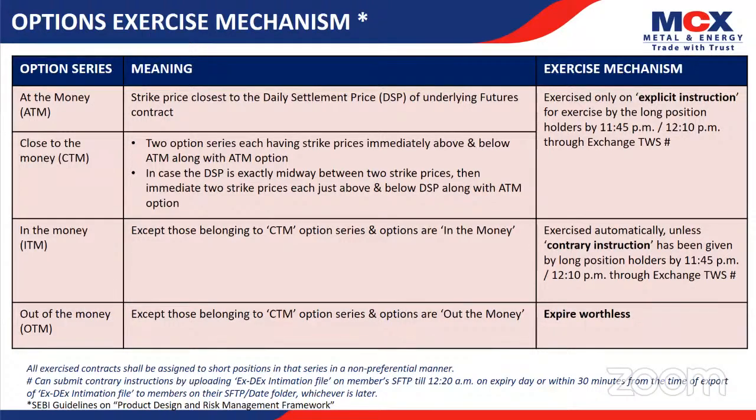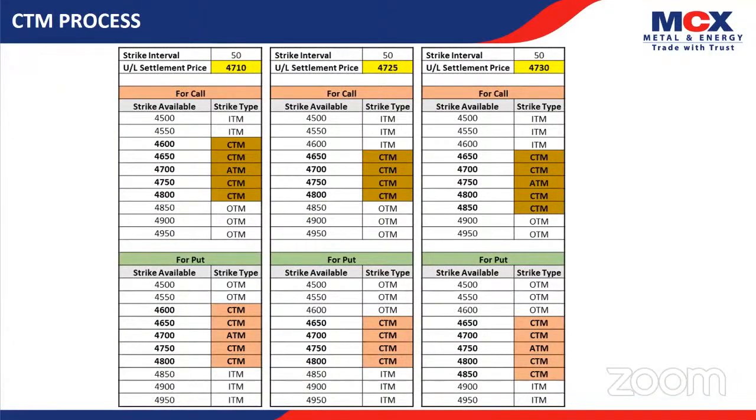What happens to CTM? Before going to CTM and understanding what happens to strikes which fall under this CTM band, let us just understand what CTM is and how it is determined. I've taken an example with just a few figures to explain it to you. I've taken a few of the strike intervals for crude oil options, where the strike price interval was 50 rupees between different strikes. This is what I have taken on the screen in front of you to explain the CTM concept.